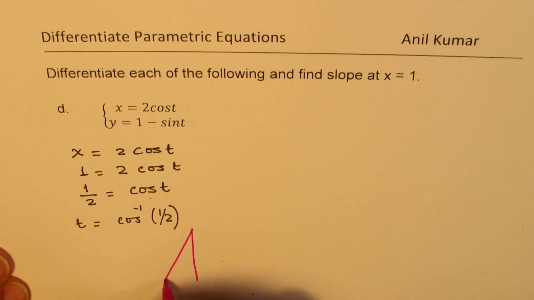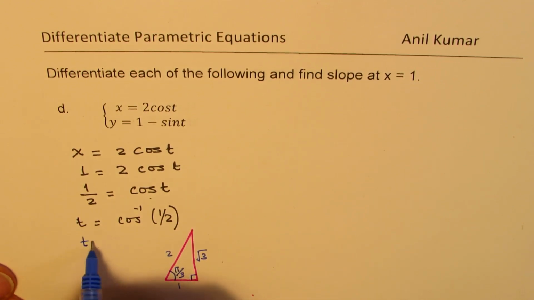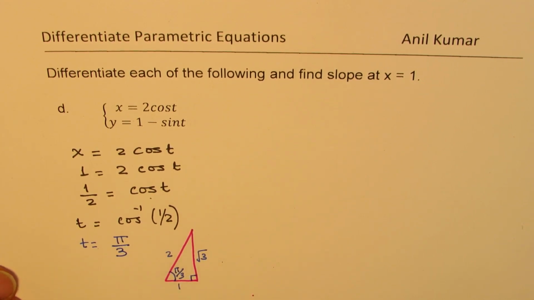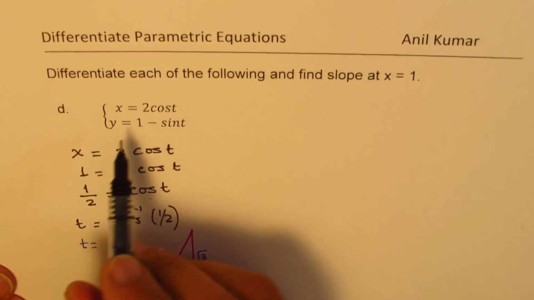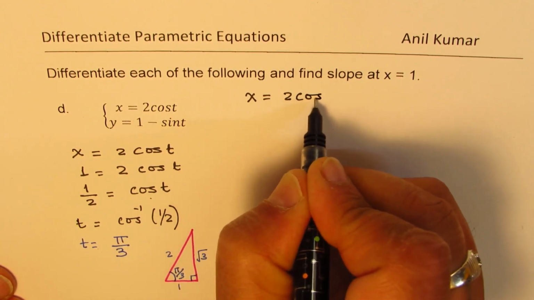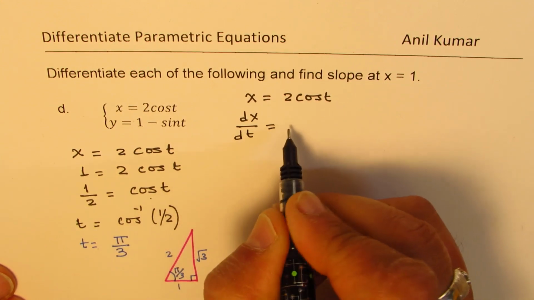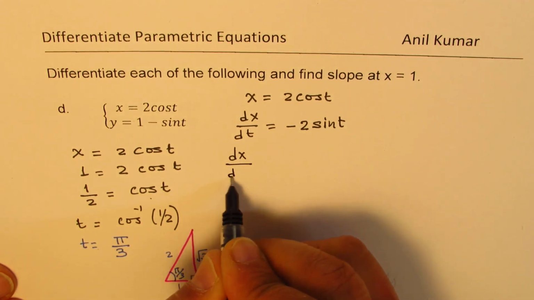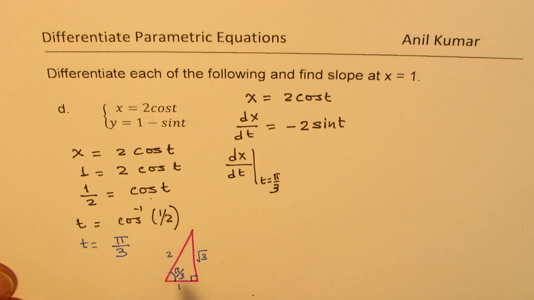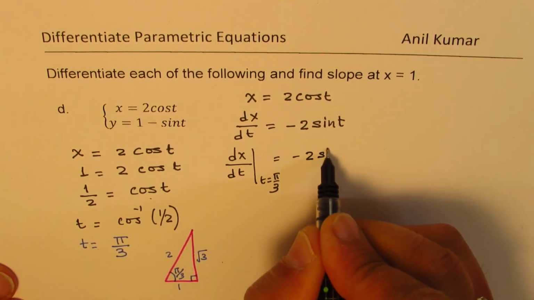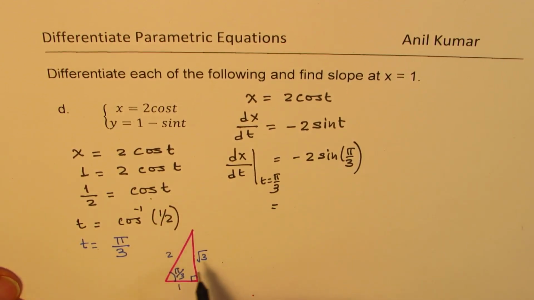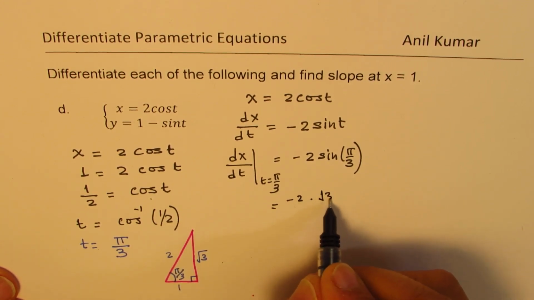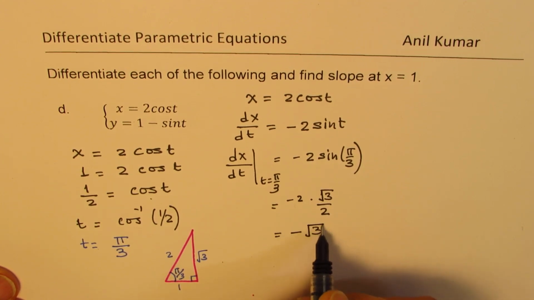So cos inverse of half means what angle are we talking about? Well, let's look into our special triangle where the sides are 1, 2 and square root of 3. That gives you pi by 3 as your angle, correct? So we get t as equal to pi by 3, clear? Now let's do our derivative part. We have x equals 2 cos t. dx/dt is equal to, since the derivative of cosine is minus sine, minus 2 sin t. And now we can say dx/dt at t equals pi by 3 is what, right? We get minus 2 sin pi by 3, correct? And the value of sin pi by 3 is square root 3 over 2. So we get minus 2 times square root 3 over 2, which is minus square root 3, correct? So we get one part.